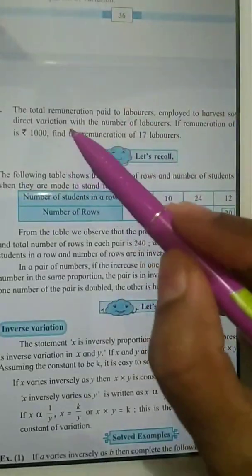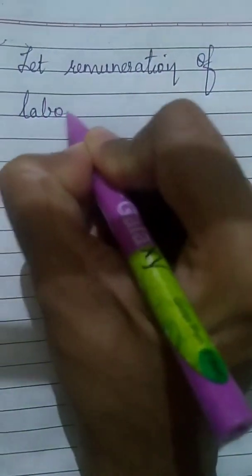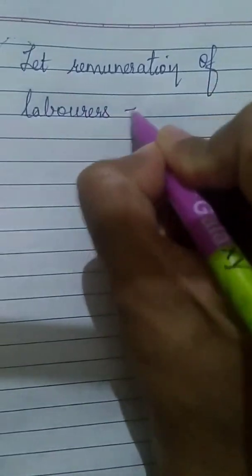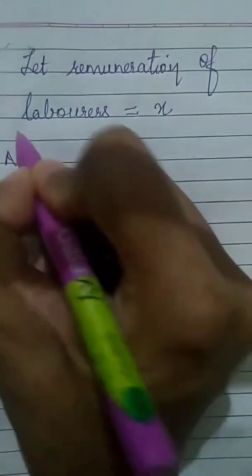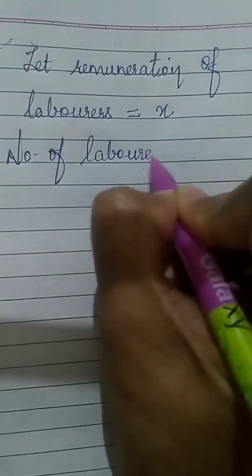What we decided? Remuneration of laborers be X, number of laborers be Y. So write it. Let remuneration of laborers be X, number of laborers be Y. Okay, this is our choice.